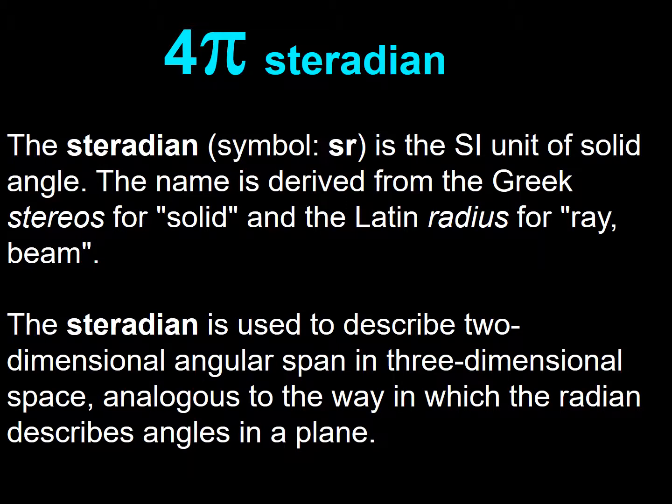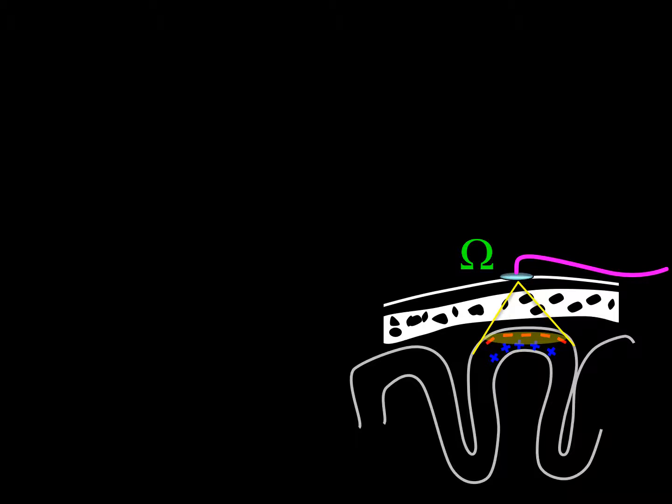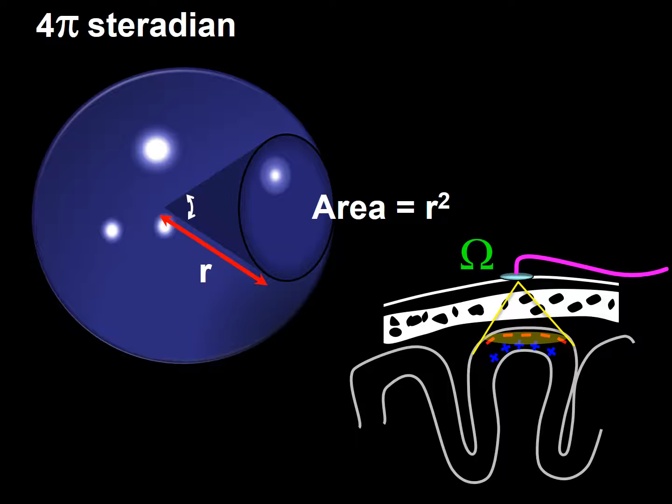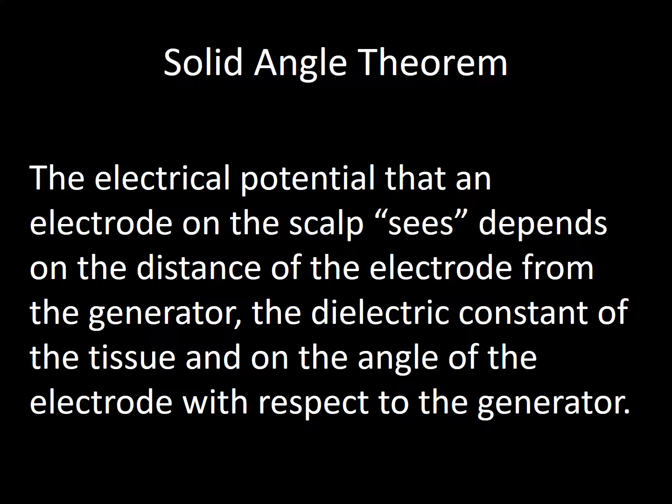So the maximal solid angle that can be subtended from one point or from an electrode is 4 pi steradians. Knowing this, we can say that the area subtended by an electrode, here represented in yellow, can be expressed as a portion of the surface area of a sphere or as a portion of 4 pi steradians. Understanding these considerations allows us to understand the theory behind solid angle theorem.